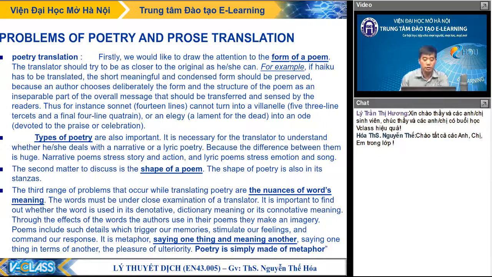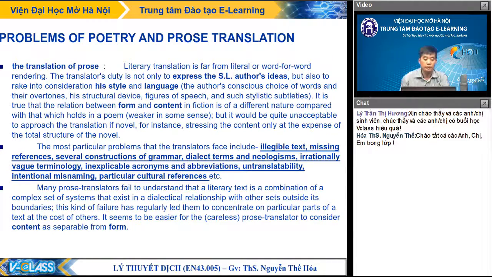And for poetry translation, it's rather difficult for us to do the translation. So in order to translate poetry, we have to pay attention to the type of poetry, the shape of a poem, the nuances of the words' meaning. We have to consider the picture and the emotion. What about the translation of prose? In translating prose, we have to face the text, the missing references, the construction of grammar, the terms, and the acronyms and abbreviations maybe, the form, and the content.